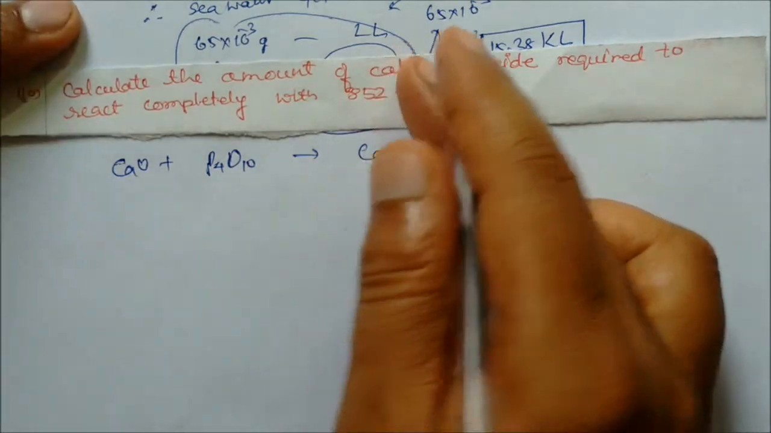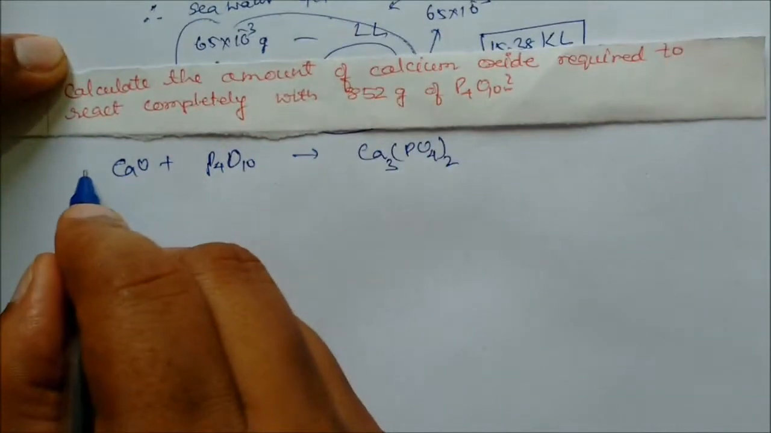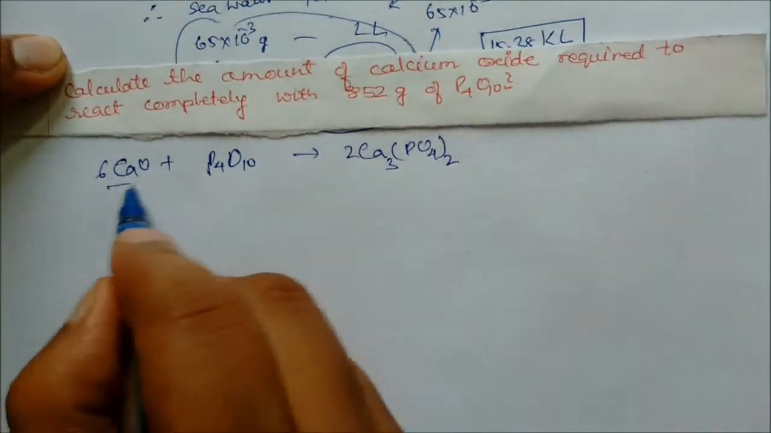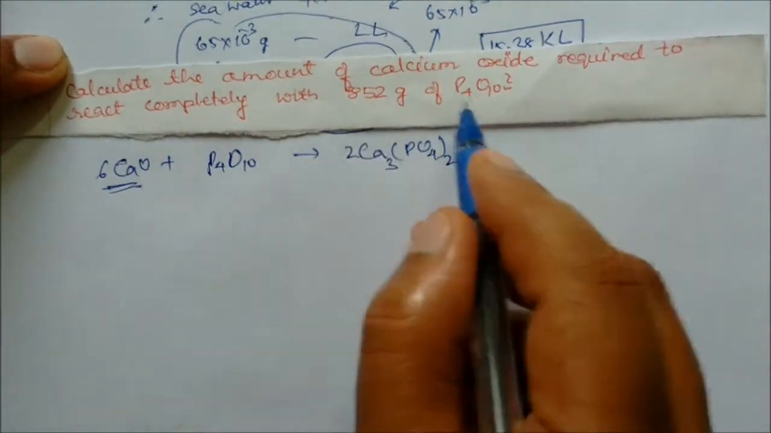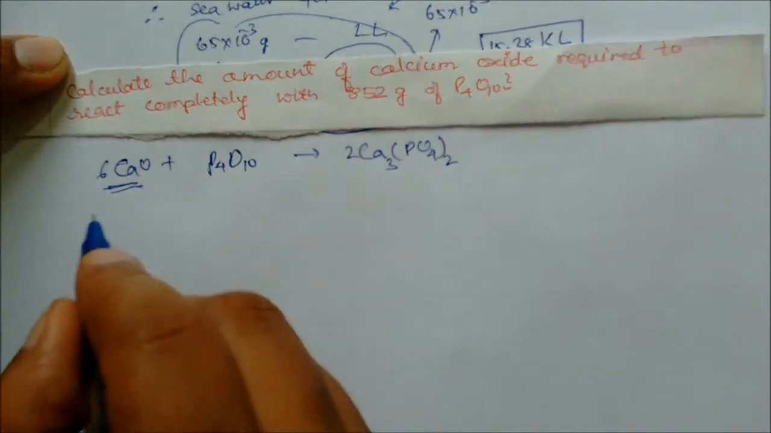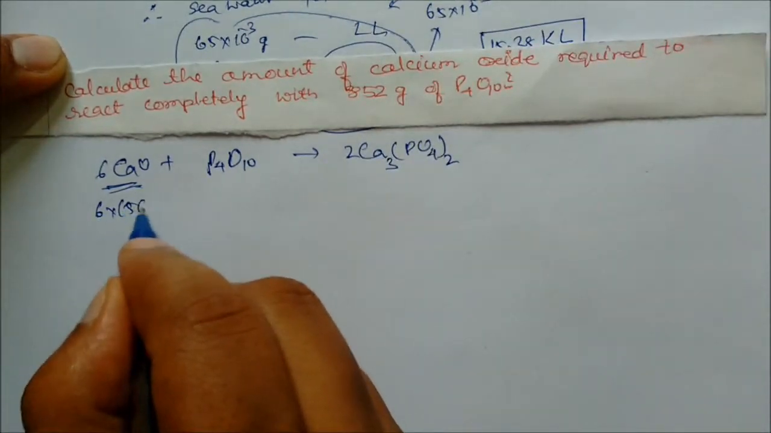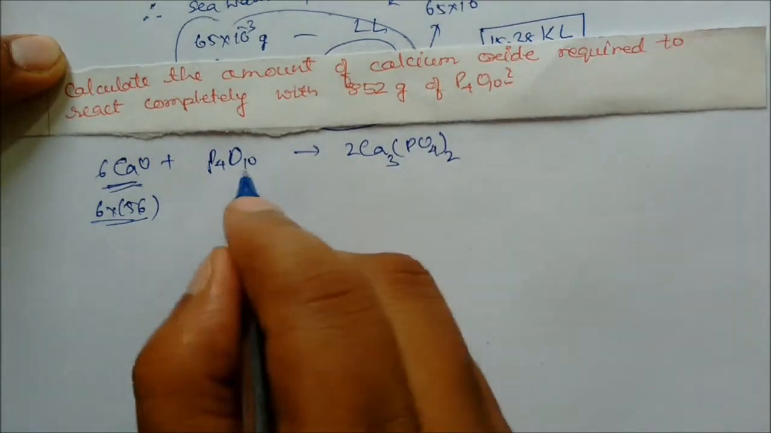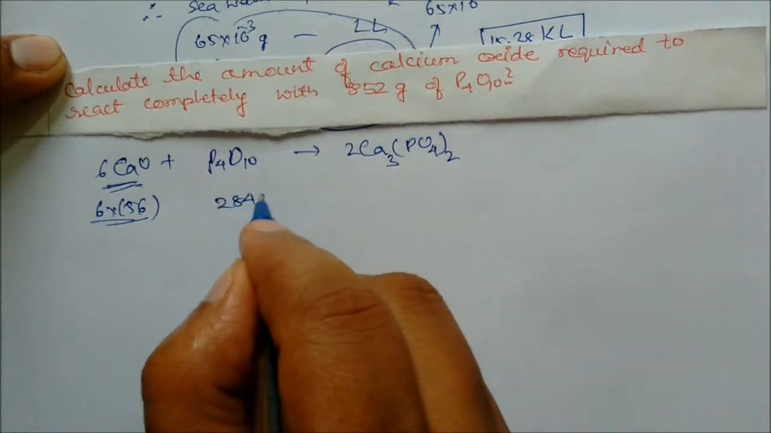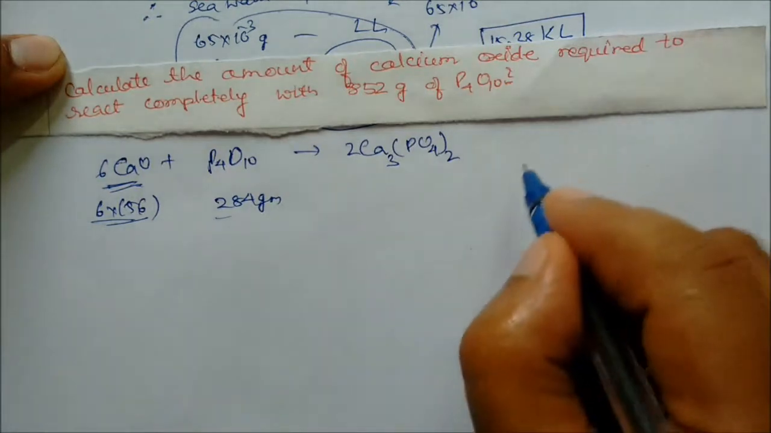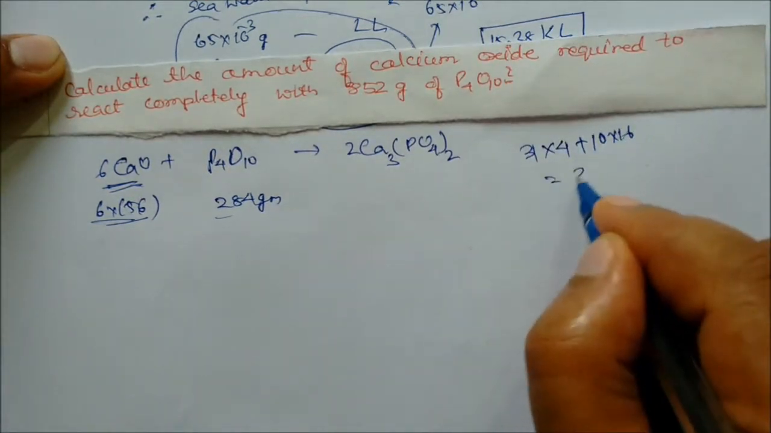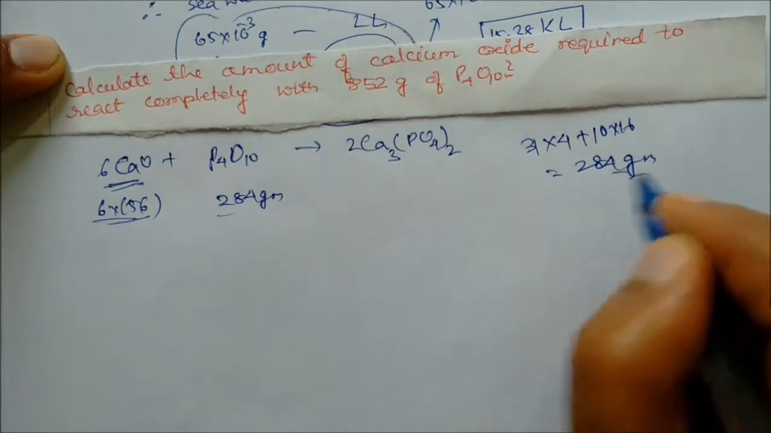Now let us balance this reaction. On balancing, we will get 6 here and 2 here, so this is a balanced reaction. The amount of calcium oxide reacting is 6 into 56 grams. Here we require 284 grams of phosphorus oxide: phosphorus is 31, so 31 into 4 plus 10 into 16 gives 284 grams.